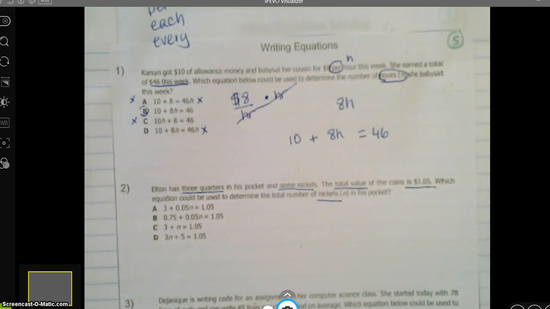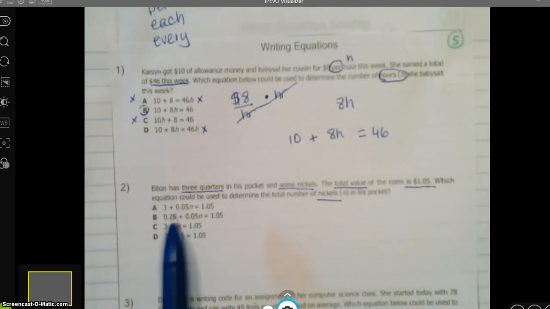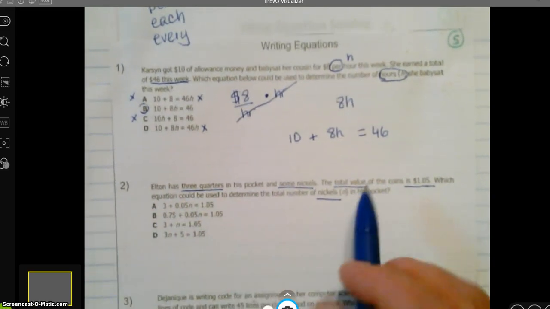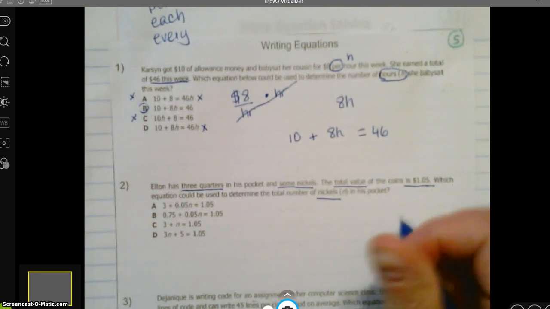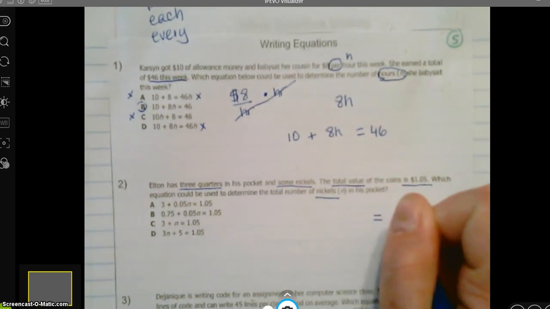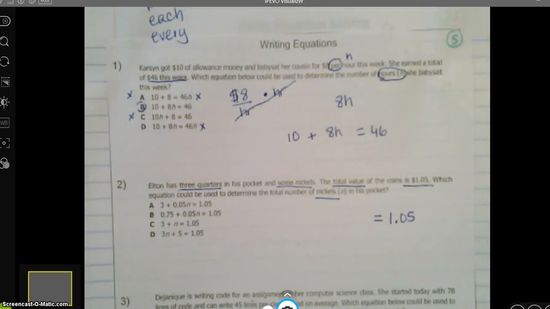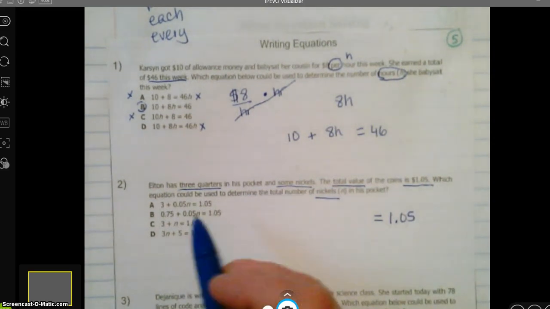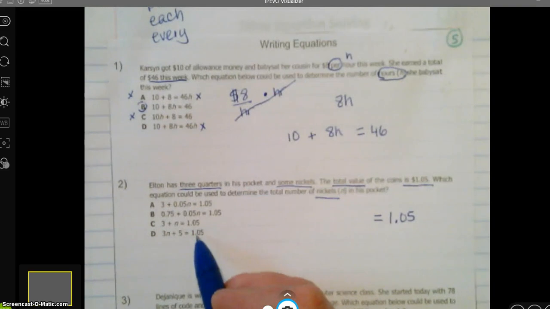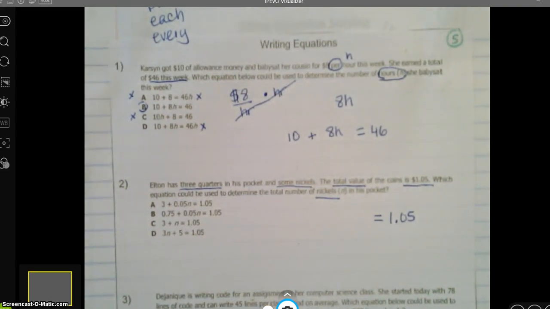Okay? So when I read this, the first thing I'm looking for is, do I know the end point of the equation? Because one thing I did not see here, I did not see per, each, every. Okay, so I'm going to have to break this down a little differently. So I know that the total value of the coins is $1.05. So when I add, I'm going to get $1.05. Okay, so when I look here, all of these say $1.05. So there's nothing I can get rid of there.